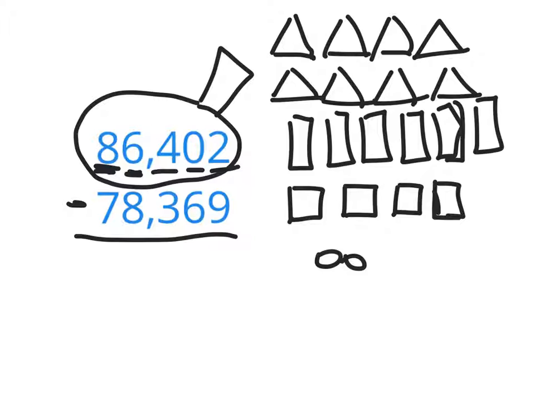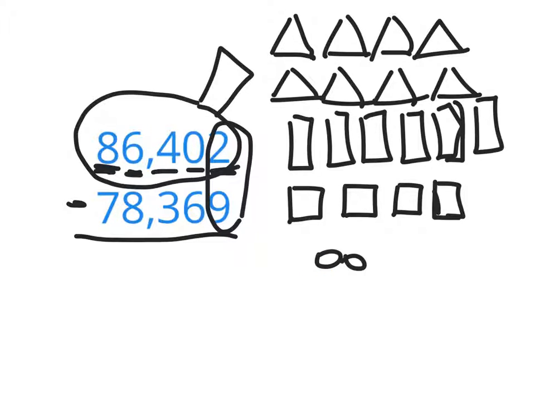78,369 cars have left this stadium, I need to take away, first starting in the ones. And it tells me I need to subtract in the ones 9. Well, right here I can see that there's only 2 of them here. And it wants me to take 9.